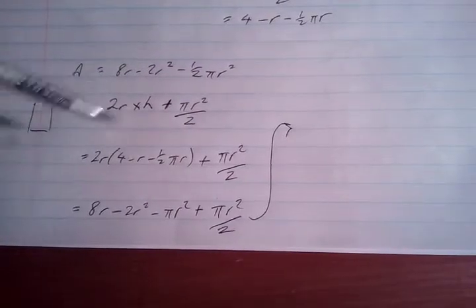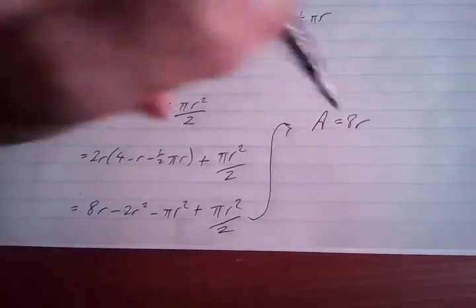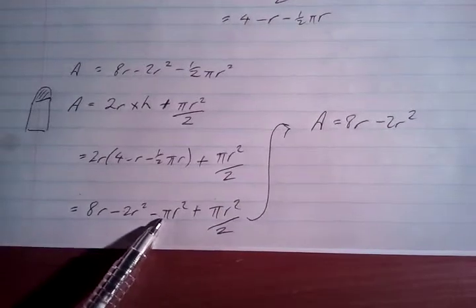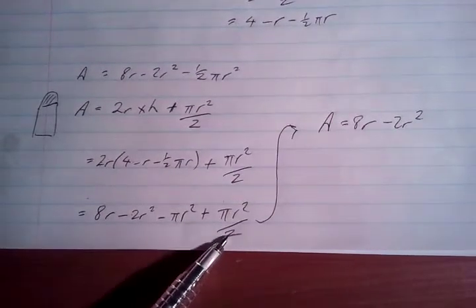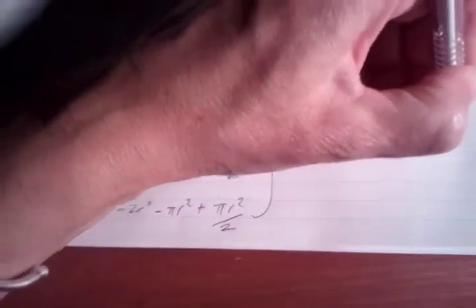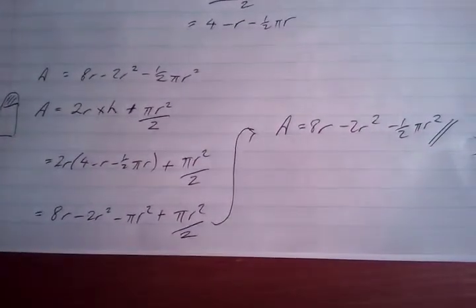So we've got our 8r, this is looking good. A equals 8r. We've got our minus 2r squared, great. And then this end piece, we've got negative pi r squared, and then we're adding half a pi r squared. So we'll still be left with negative half pi r squared, and that's what we wanted. So we've achieved the outcome that the question wanted us to get to.